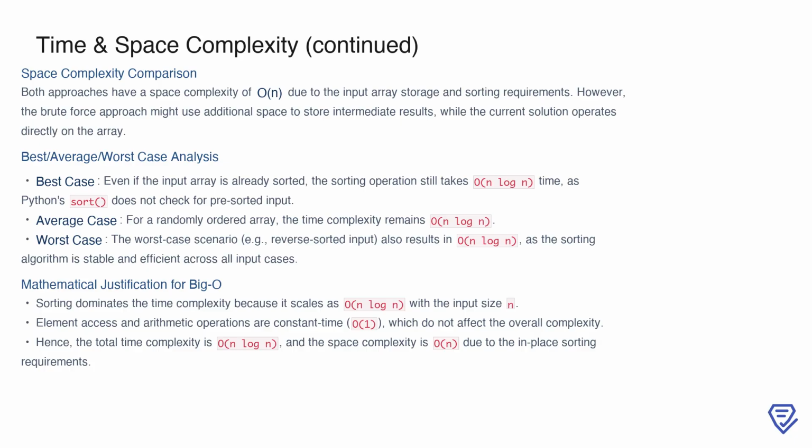This is because Python's timsort does not skip the sorting process, even if the input is already sorted or in reverse order. The efficiency of timsort ensures stable performance regardless of the input distribution. Mathematically, the sorting step dominates the overall time complexity, as it scales with n log n, while all other operations are constant time and do not affect the total complexity. Similarly, the space complexity is driven by the sorting process, resulting in n. This makes the solution both time efficient and space efficient within the constraints given by the problem.